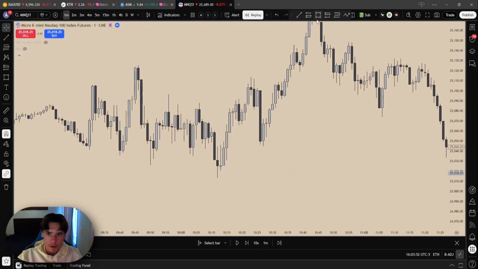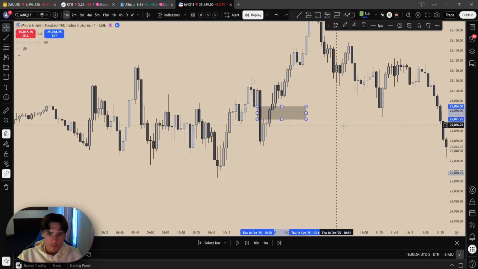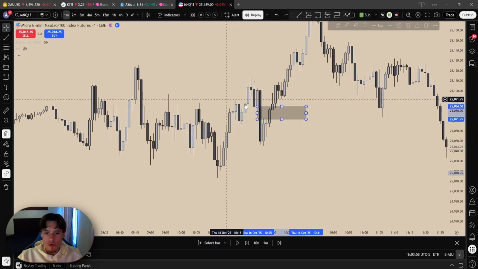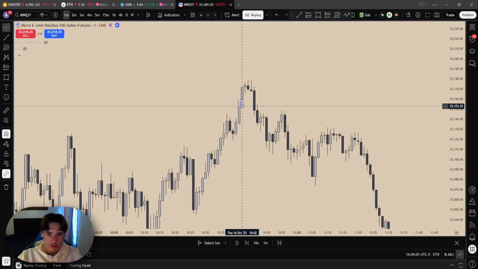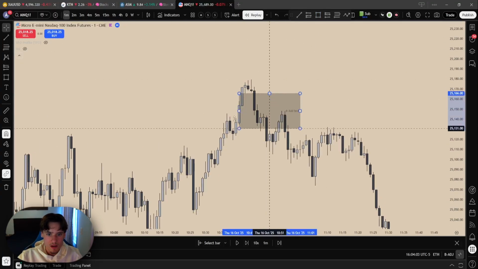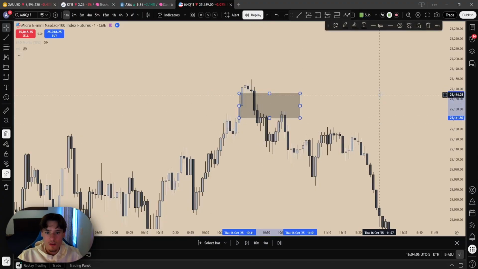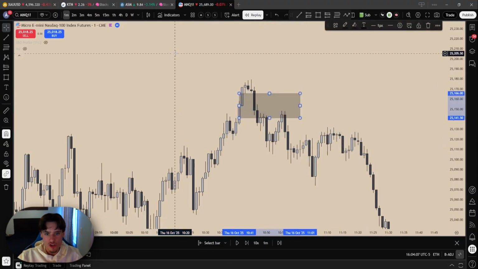So once again, mark that out. Right over here. Got broken. Not a valid fair value gap. Right over here. Not a valid fair value gap. You know the deal. I'm not going to continue repeating. But got invalidated and had that push lower.